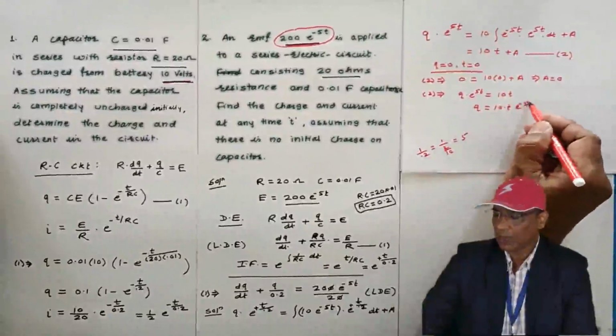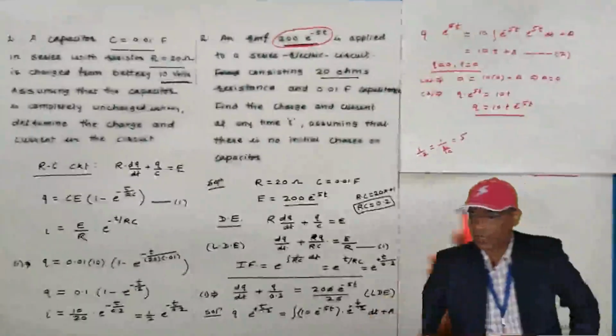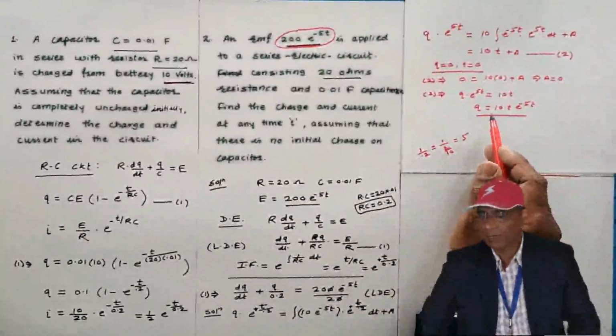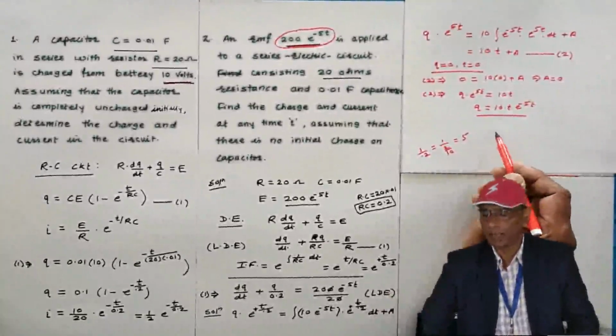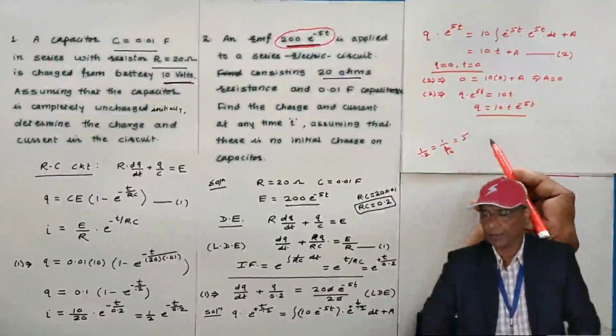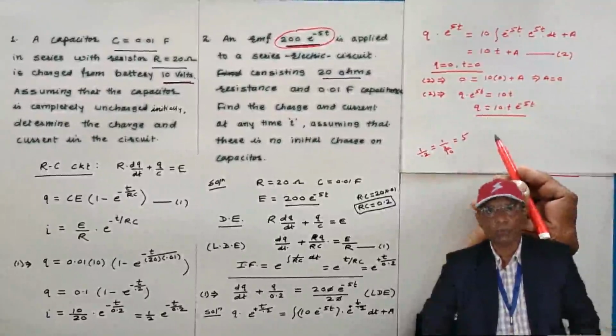This is the charge on the plate. And if you take the derivative of this, you will get the value of I, the current. Okay, in this way we solve this problem. We stop here. Thank you very much.